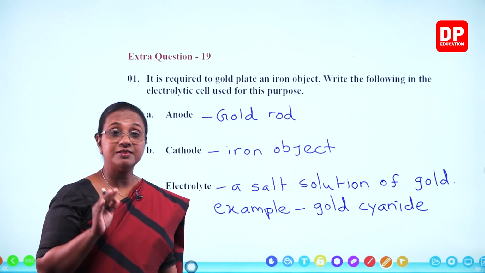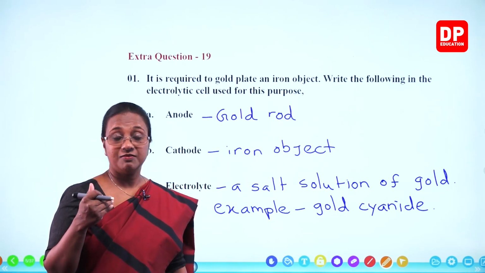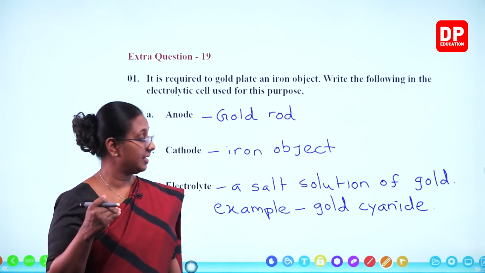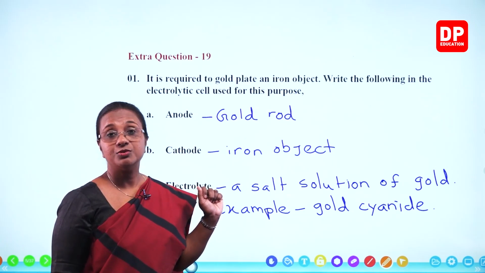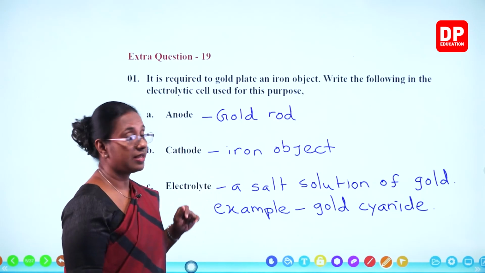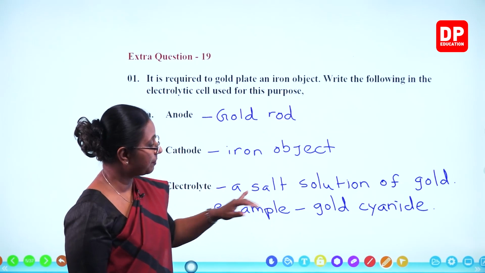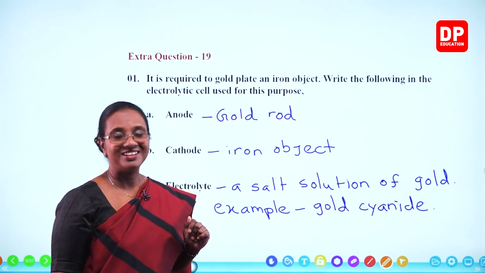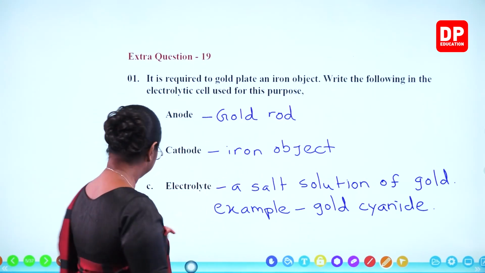Normally, you all know gold is a very inert metal, a native metal, because it's not reactive. It's very less reactive. It is at the bottom of the activity series. But here we can use gold cyanide as the salt solution of gold. So the anode has to be a gold rod, the cathode is the iron object, and the electrolyte is a salt solution of gold. As an example, we can consider gold cyanide. I'm sure you all have written the answer correctly. So with that, students, I'll move on to the next question.